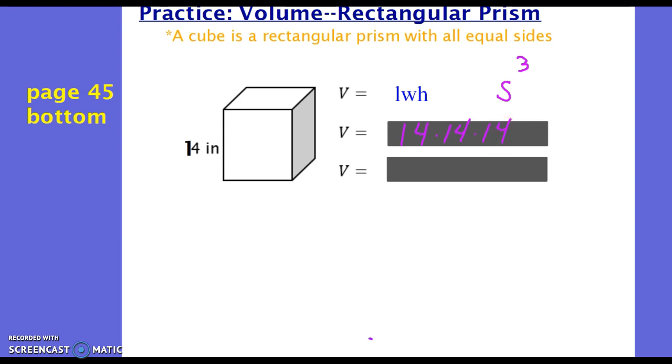All right, so you should be getting 2,744. And double check your label to make sure you're putting the proper label on this one. This was actually meters in your packet, and so it'll be cubic meters. And that's your final answer for that.